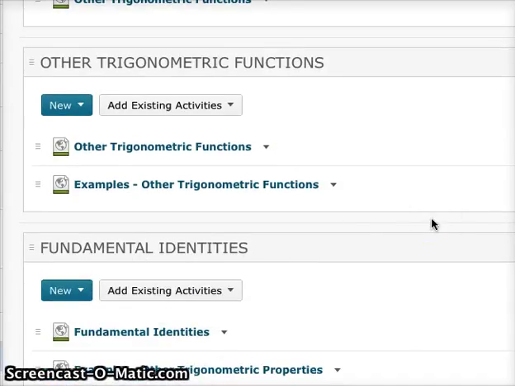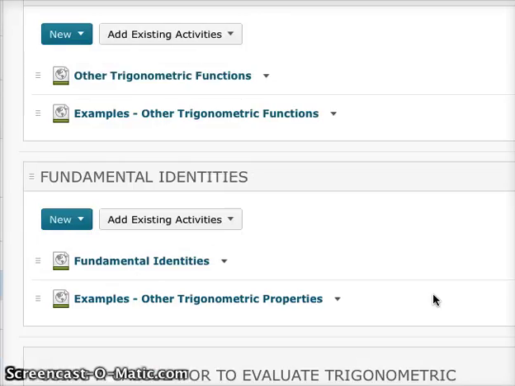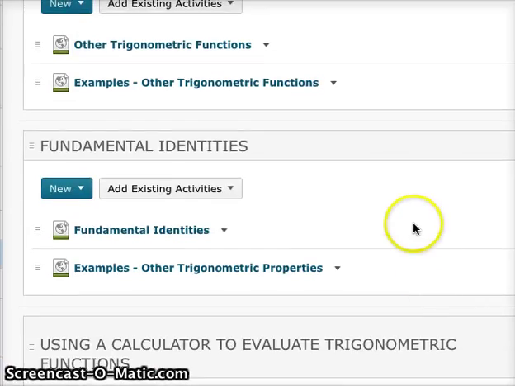More about the other trig functions, I would just go through these in order. Identities. Now, our identities are very, very important. I will try to give you some advice as we go through the identities. I would put all your identities on one piece of paper, okay?